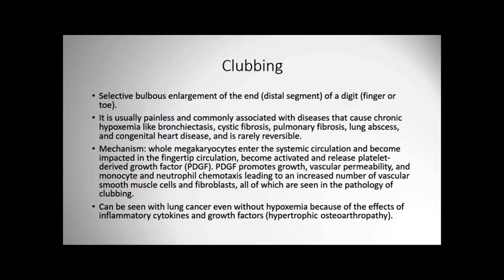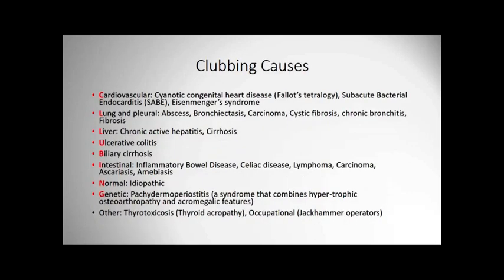This can be seen, for example, in people with lung cancer, even without hypoxemia, because lung cancer cells will produce some inflammatory cytokines that will produce these deformities that we know as clubbing, something that we call hypertrophic osteoarthropathy. When you have a patient with clubbing, if there is no other cause, always look for a cancer. Again, we have a mnemonic here. This mnemonic has two L's and only one B. It's like a misspelled clubbing.